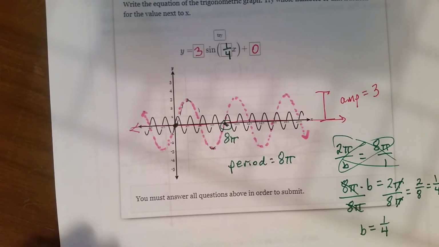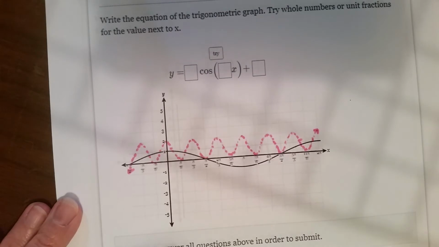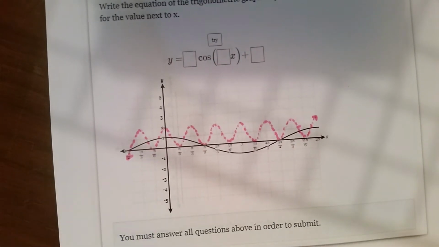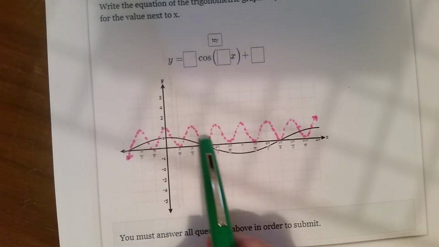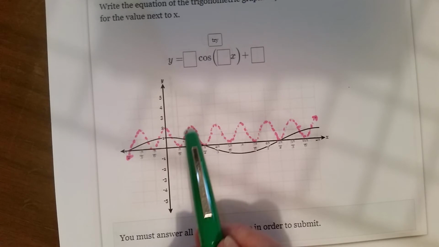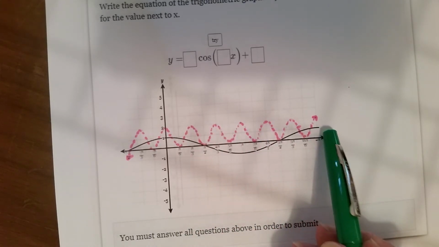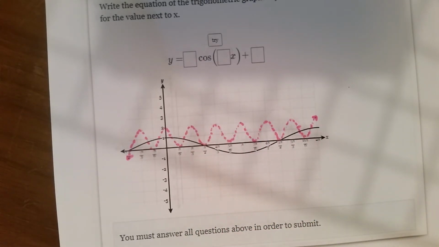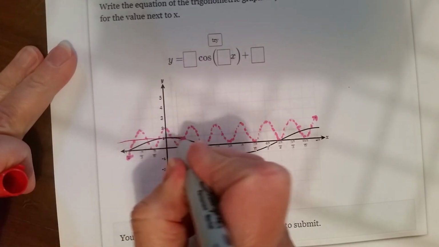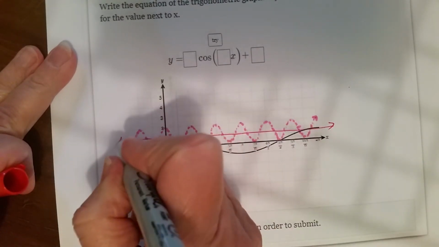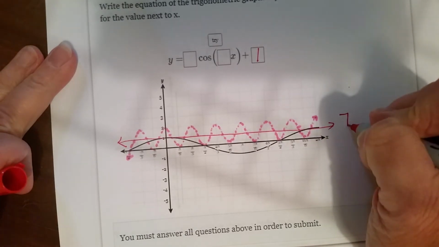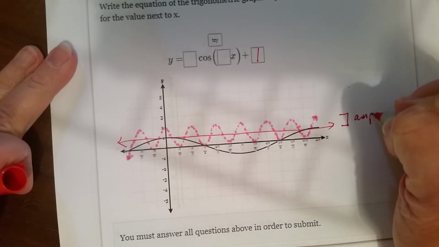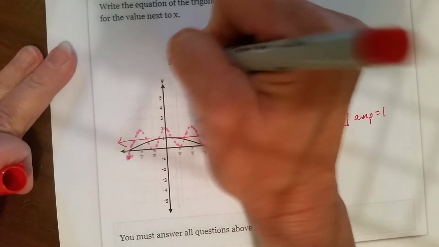Okie dokie. Let's do a cosine graph. Okay, again, I'm going to point out that they're giving you the regular cosine graph in black, and we need to figure out the new cosine graph in pink. All right, I'm going to start with the midline. The midline is right here at 1. The amp then is from here to here. So we have an amplitude of 1.